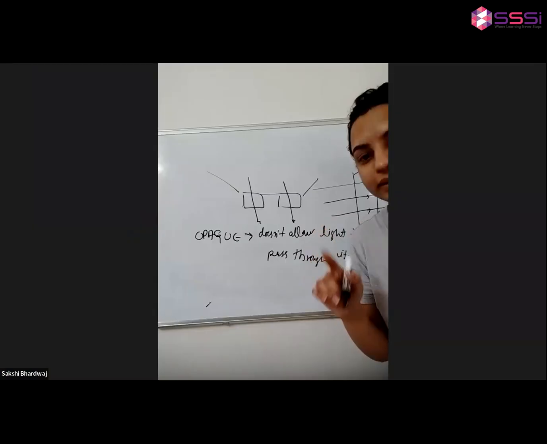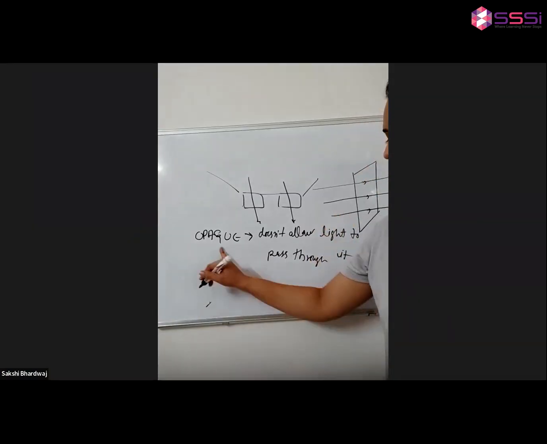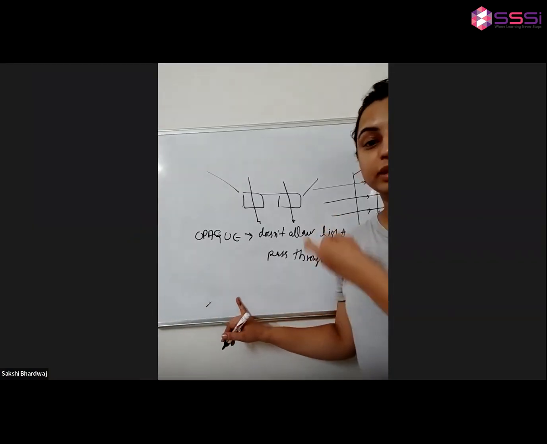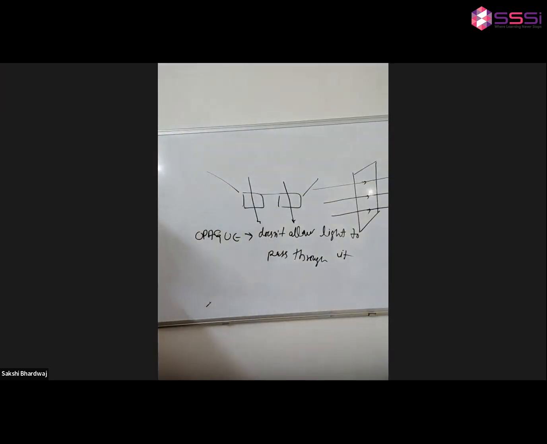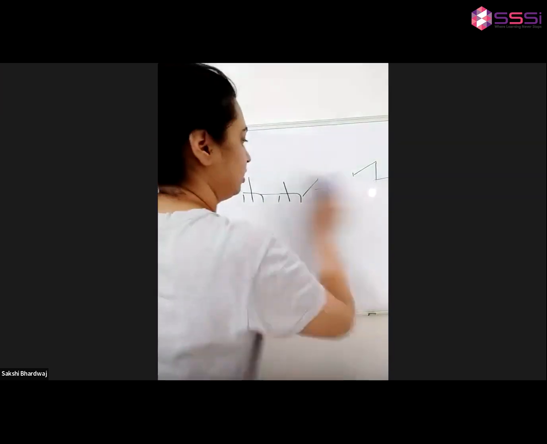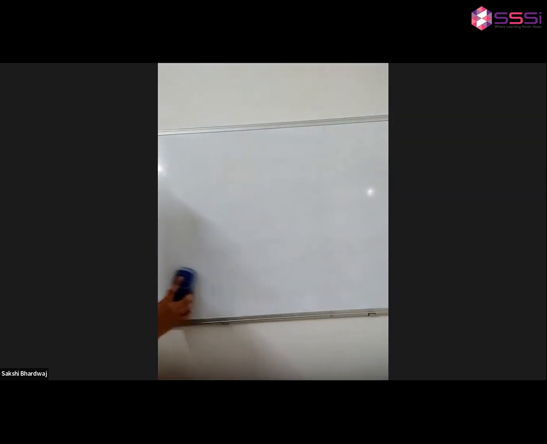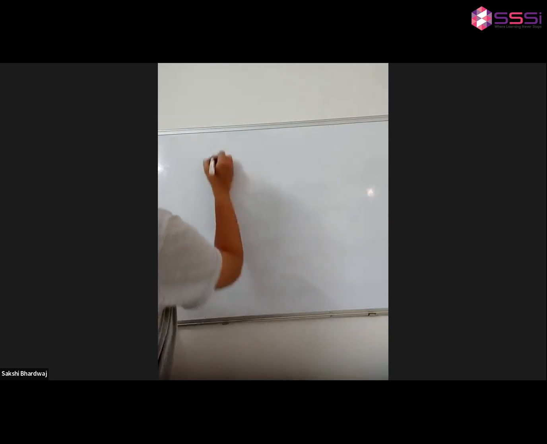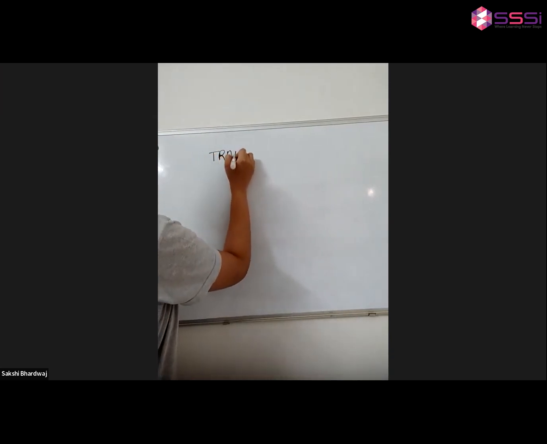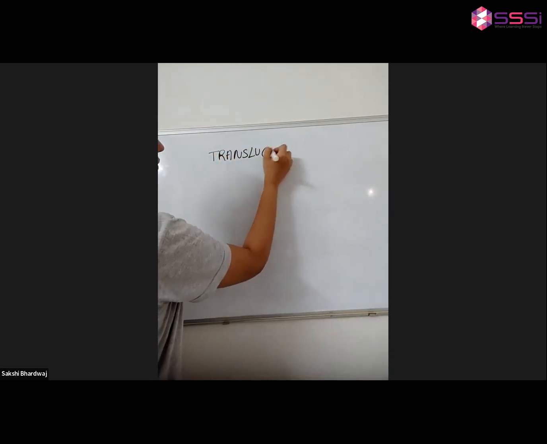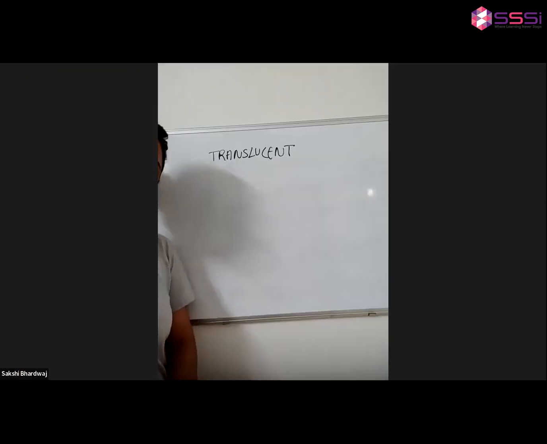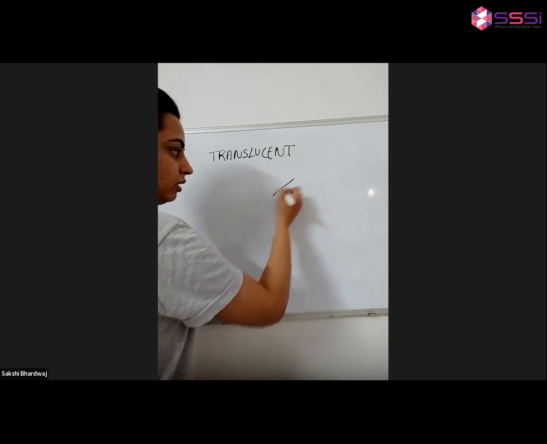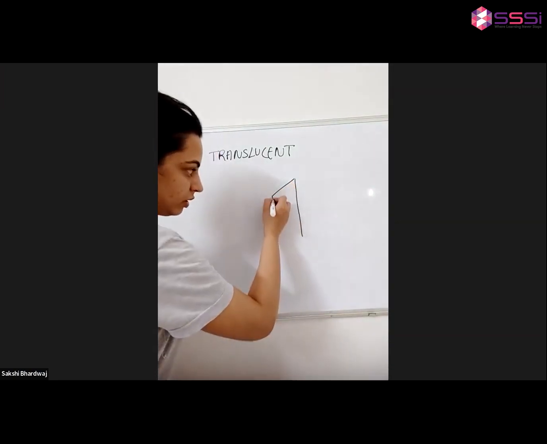But there is another term. Opaque, transparent, and the third term is translucent. What is translucent now? Translucent is the middle term, we can say. Let's see, there's a translucent glass.